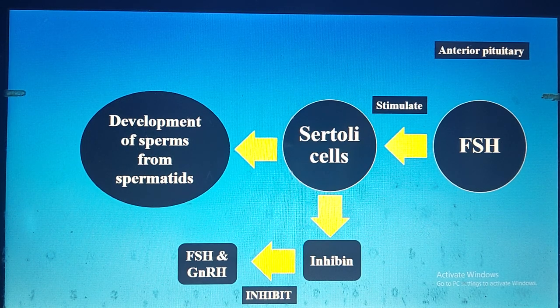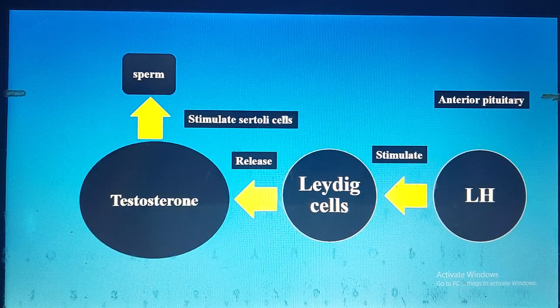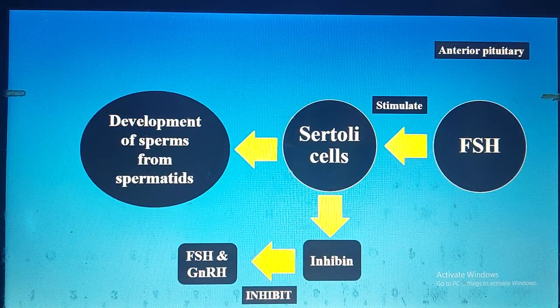Is it clear? So the FSH stimulates the Sertoli cells for the growth and development of the sperm, and the Leydig cells release the testosterone. This testosterone moves towards the Sertoli cells, and in the Sertoli cells what will happen? Spermatogenesis occurs under the instruction of the testosterone.